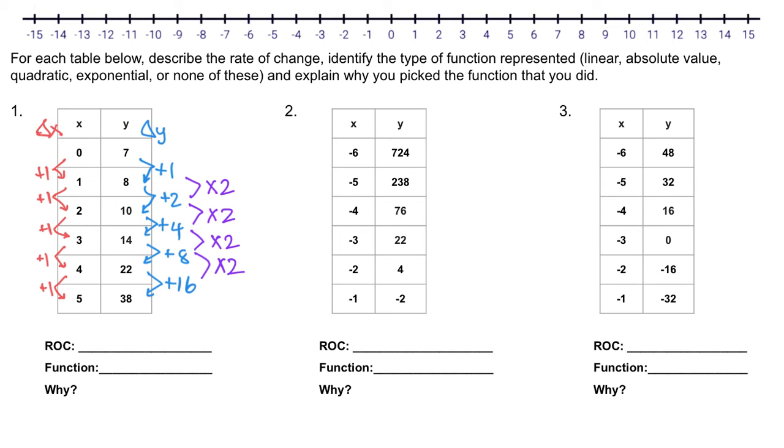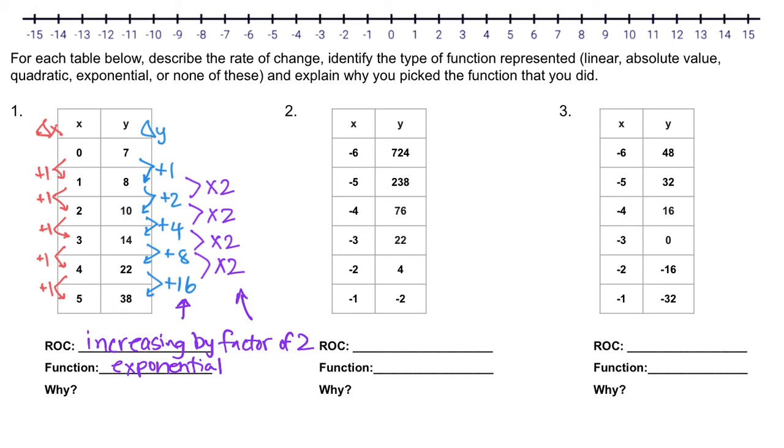So this times 2 is showing me that my rate of change is increasing by a factor of 2. These changes are increasing at an increasing rate. They're getting faster and faster. That's why it's going up quickly. And it's increasing by a factor of 2. That's this times 2 right here. And we know that that means that it's exponential.